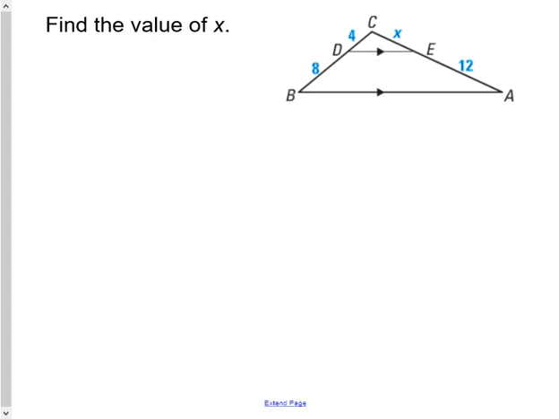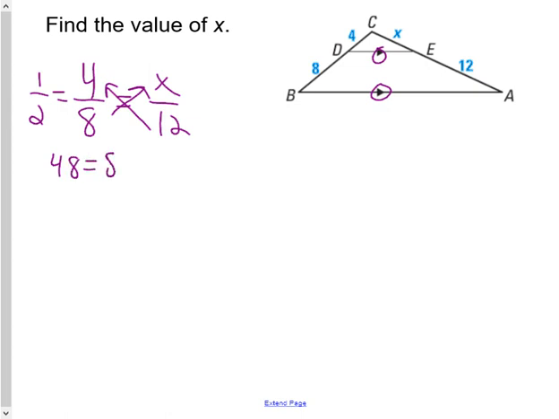Find the value of X. Now again, we've got triangles, so we're good to say 4 over 8 equals X over 12. Now we can cross multiply and divide. If you want smaller numbers, you could also say 4 eighths is 1/2 before we cross multiply. And we'll get 48 equals 8X, and X is 6.